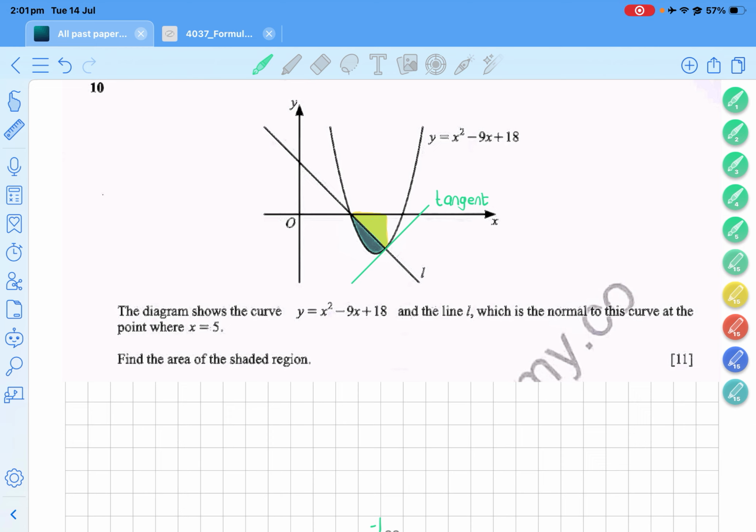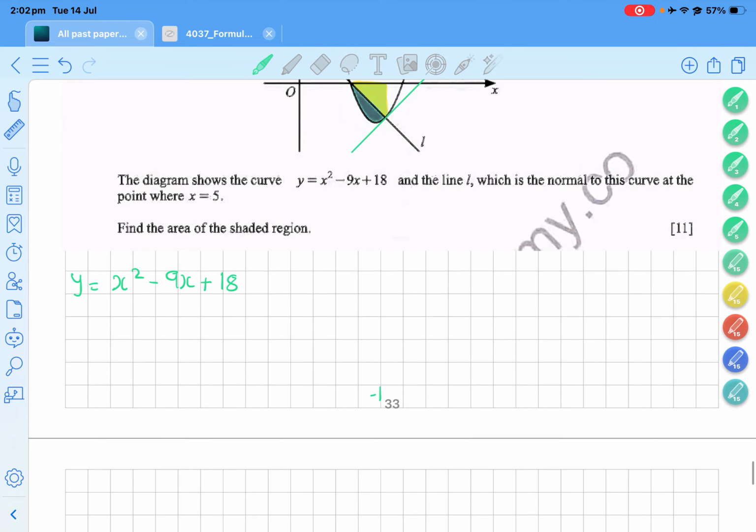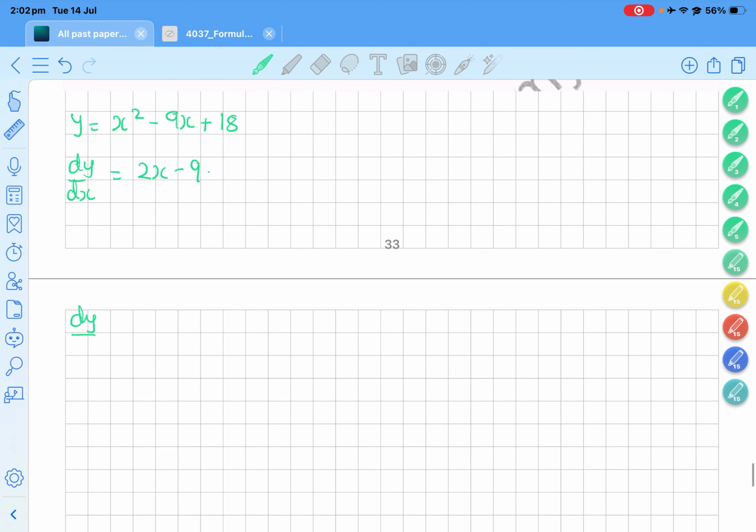So let's begin. So firstly, what you want to do is you write down y is equals to x square minus 9x plus 18. Then you're basically going to take the derivative of this. So dy by dx is going to be equals to 2x minus 9. Once you've taken the derivative, now you know that it's x equals to 5, so you can then plug in the value x is equals to 5, which you should obviously know is equals to, it's an 11 marker, so that's why you have to write down every step.